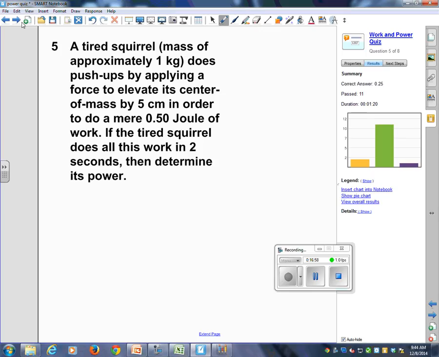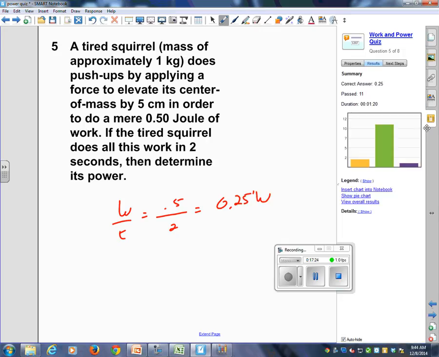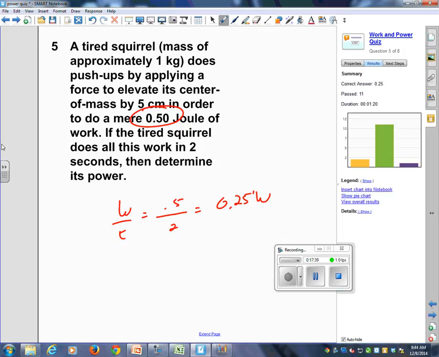A tired squirrel, mass of approximately 1 kilogram. That's a big squirrel, 2.2 pounds. Does push-ups. Who's seen squirrels doing push-ups? If the tired squirrel does all its work in 2 seconds, determine its power. So it's work divided by time, right? So it's simply going to be 0.5 divided by 2, 0.25 watts. Fair enough, yeah. Because they give you the work, that's what you use. Now I understand your question. I didn't understand it before, Jason. Yeah, I got you. No worries.